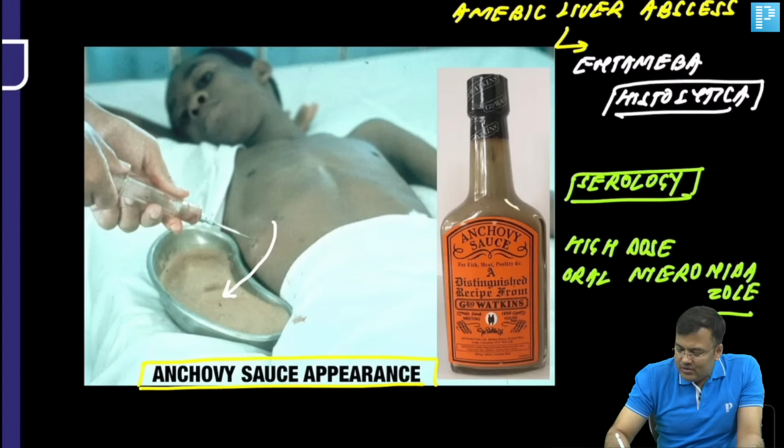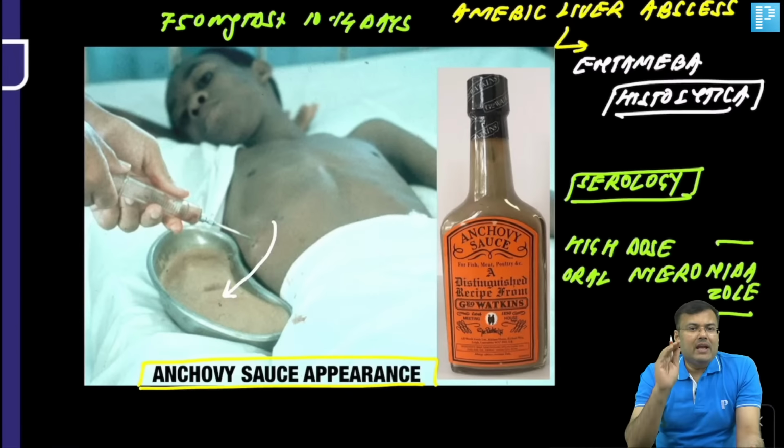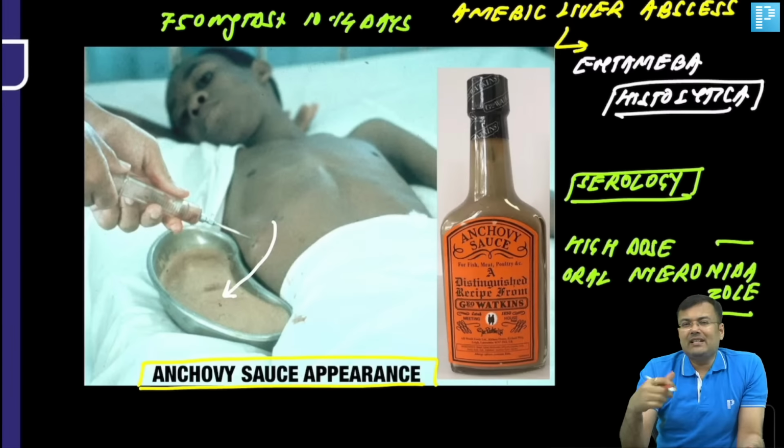And how much is the dose, guys? It is 750 mg TDS for 10 to 14 days. In the majority of cases, we are not going for aspiration. In amoebic liver abscess, we have to go for aspiration only if frank pus is there, and that is pyogenic liver abscess. Got it? So, this is amoebic liver abscess.